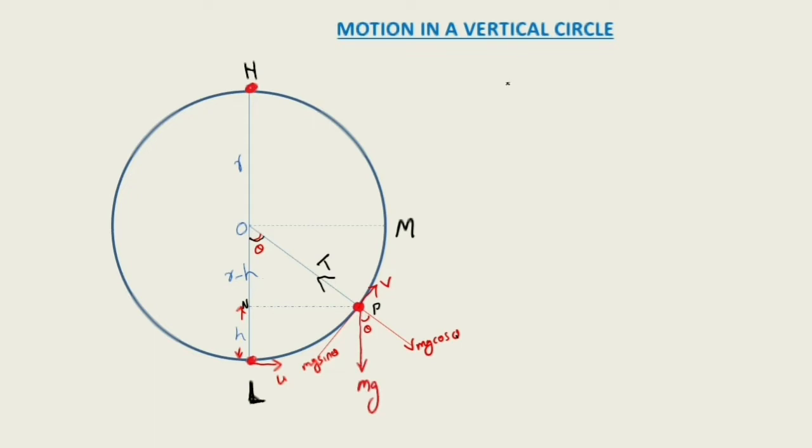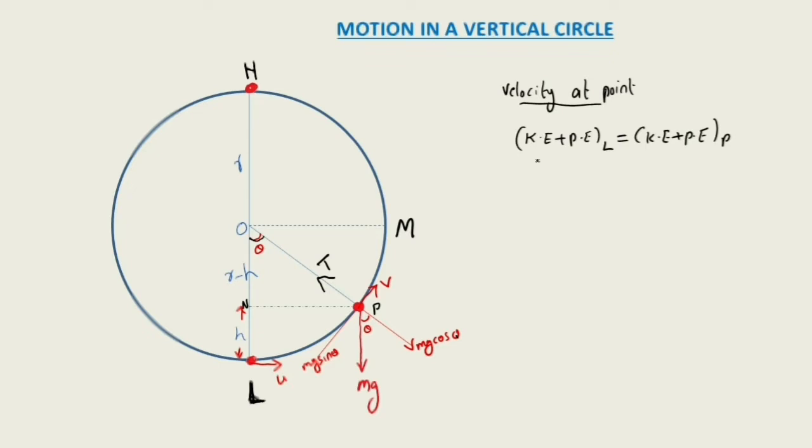Now we are going to deal with the first one: what is the velocity at any point? In order to calculate the velocity at any point, let's discuss the point P. We can apply the conservation of energy. Kinetic energy plus potential energy will always be constant, correct? In this case, kinetic energy plus potential energy at the point L must be equal to kinetic energy plus potential energy at the point P.